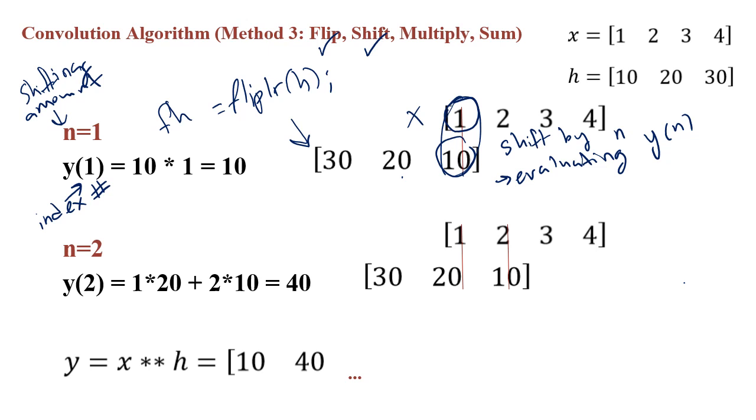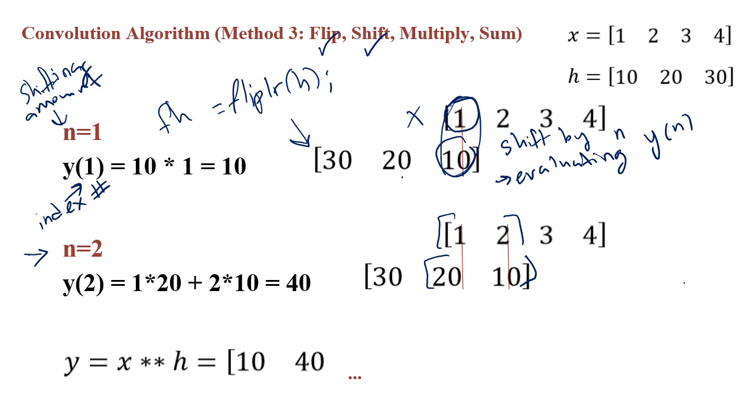Now, in the next iteration through the loop, we're evaluating y at 2, because the shifting amount n is equal to 2. So that means we're shifting by 2, and we're evaluating y at index number 2. Now we have a total of 2 overlapping elements. These two together are overlapping with these two from the flipped signal h.